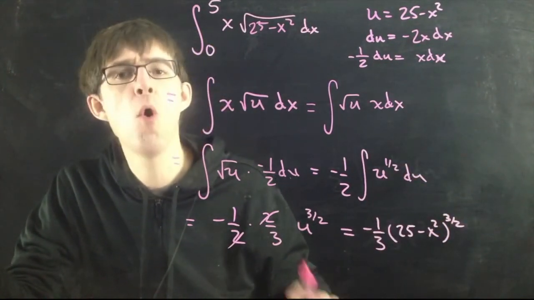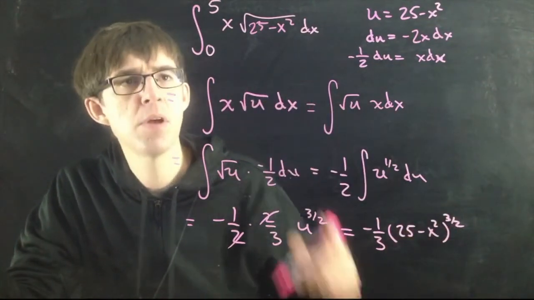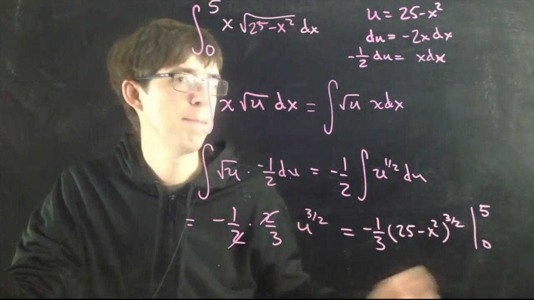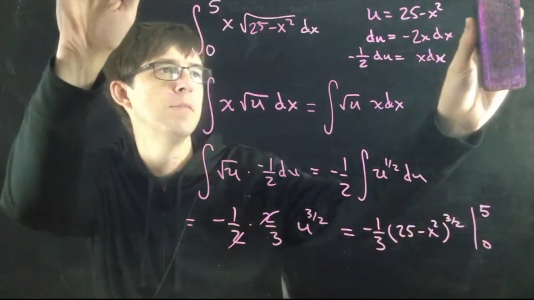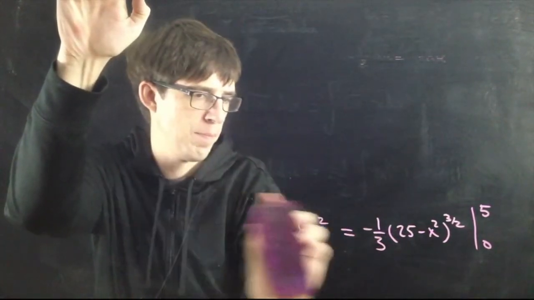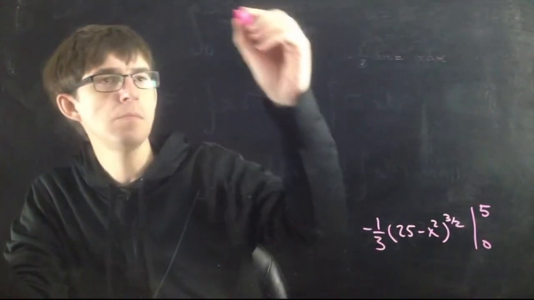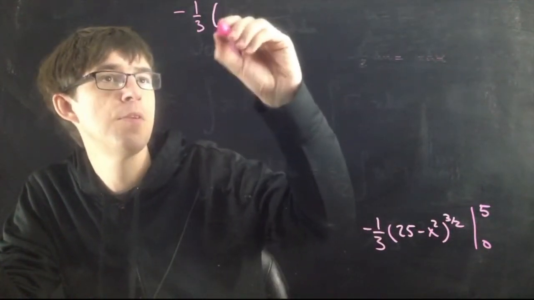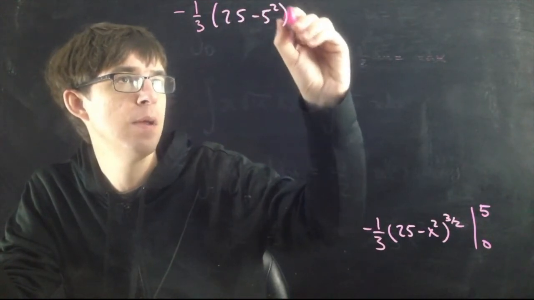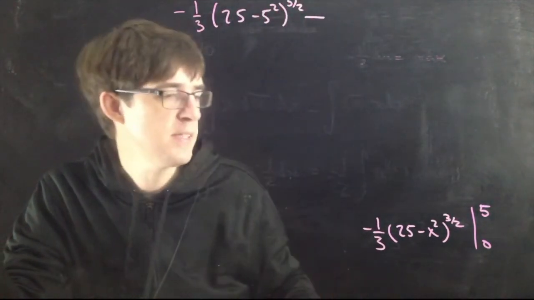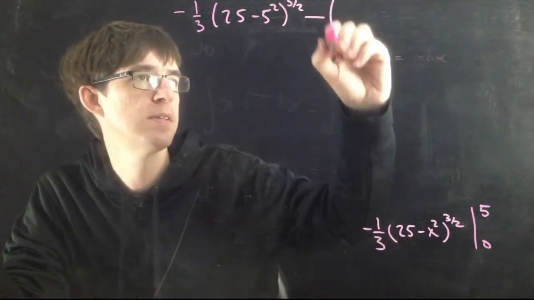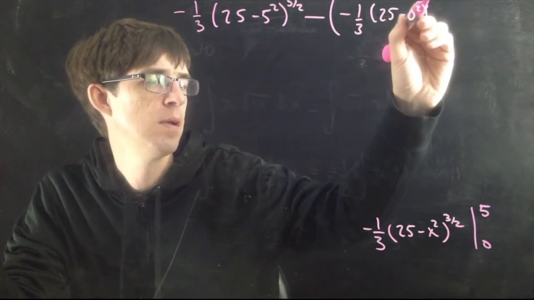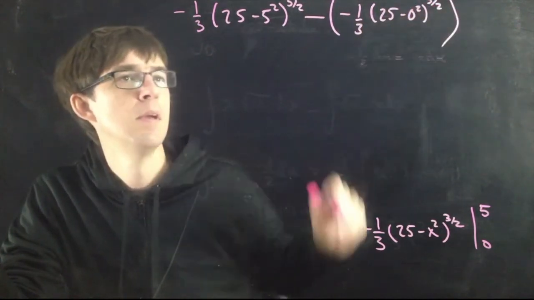All right, I have done the complete u substitution. Remember what I said? I was going to do the whole u substitution, and then at the very end, plug in the numbers 5 and 0. Right here, I'm going to write the bar with 5 and 0. Let's do it. Plug them in. First, I go through here and plug 5 in for x: minus 1/3, 25 minus 5 squared to the 3/2. And then minus, I go through again and plug in 0 for x: minus 1/3, 25 minus 0 squared to the 3/2. There you go.